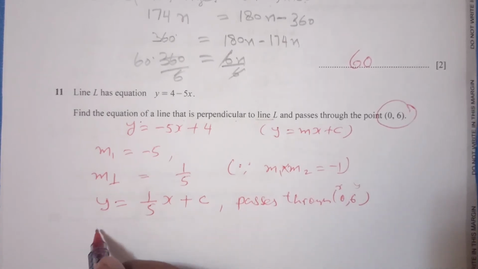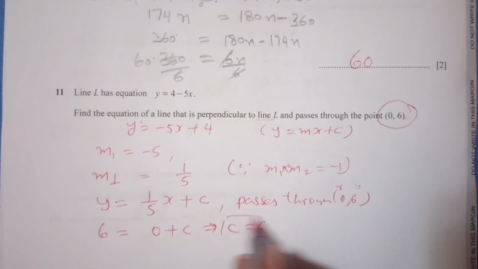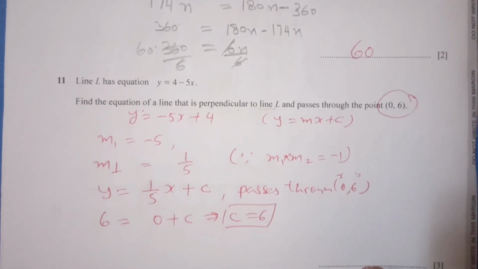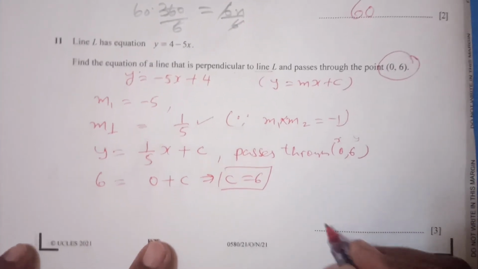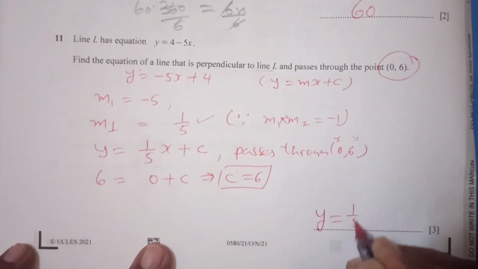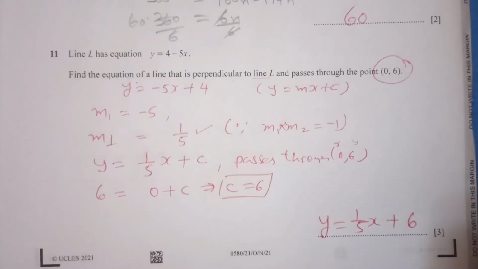We can substitute here. This x is 0, so it will become 0, c. So that means c is 6. So we got c and we already have m here, this one. So the equation of the line will be y equals mx plus c, negative 1 over 5 x plus c. c is 6. So this is the final answer.